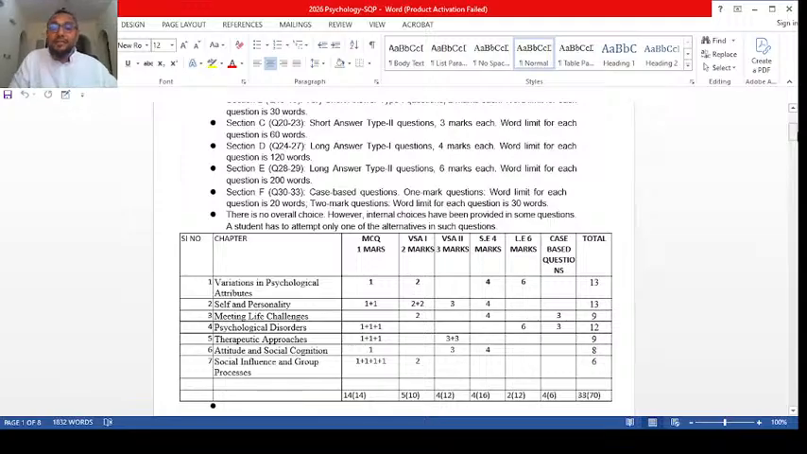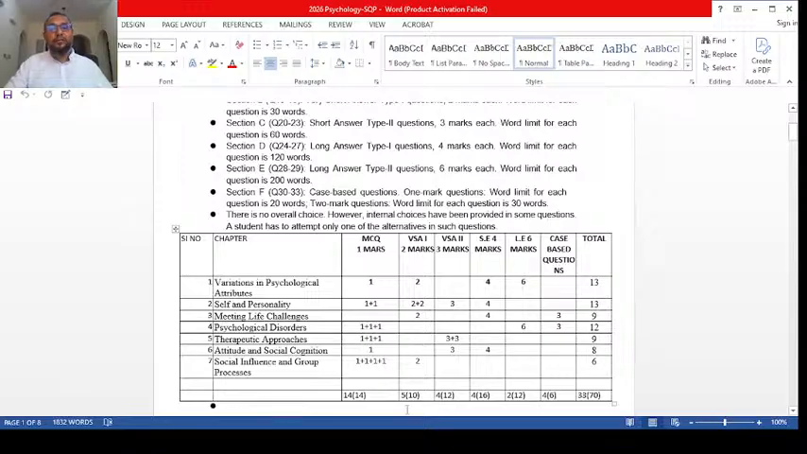Chapter 4 total weightage is 12 marks. There are three 1 mark questions, one 6 mark, and one case study. Always try to understand, my children, case study generally they always prefer chapter 4 because it's very clinical. Now chapter 5, we have three 1 mark questions and two 3 mark questions. Here it is 3 plus 3, total 9 marks.